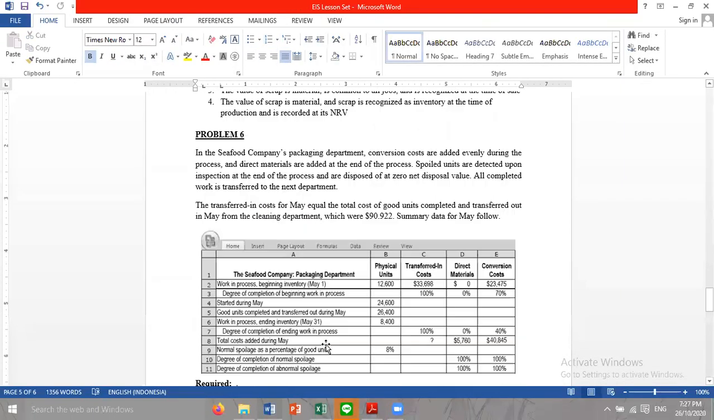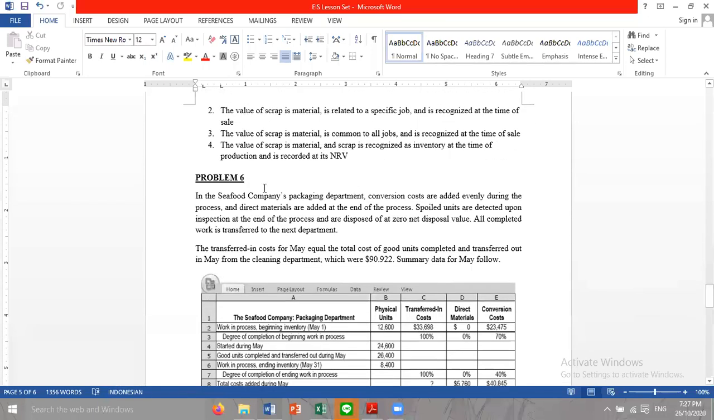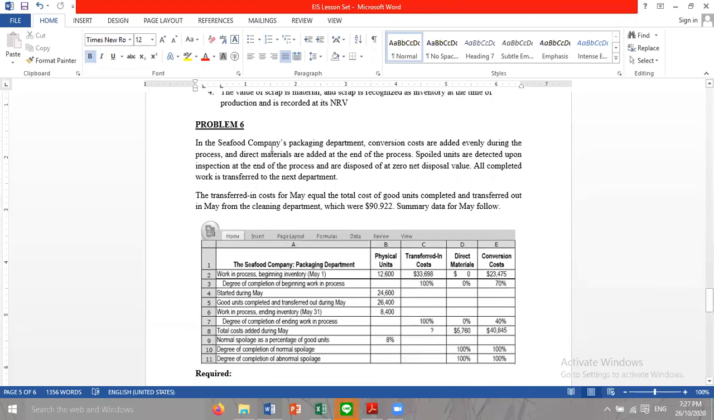Now we're going to spoilage in process costing. Okay, this is a bit, right. Let's just go with this. Problem 6. In the seafood company's packaging department, conversion costs are added evenly during the process, and direct materials are added at the end of the process. Spoiled units are detected upon inspection at the end of the process and are disposed of at zero net disposal value. All completed work is transferred to the next department.